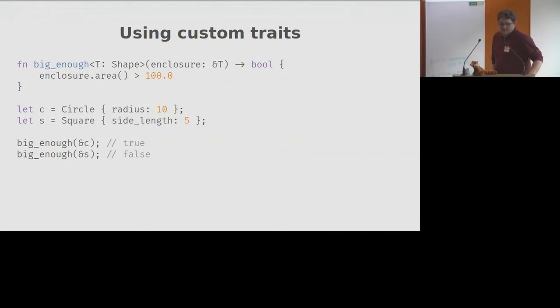We have an enclosure, which is a reference to a shape. And if its area is more than 100, then it is big enough. If we define a circle with radius 10 and a square with a side length 5, the circle is big enough and the square is not. And the interesting thing about this is big_enough, just like the toy function, doesn't need to know anything about circles or squares or complex numbers. It only has to know that they are shapes and they fulfill the contract.